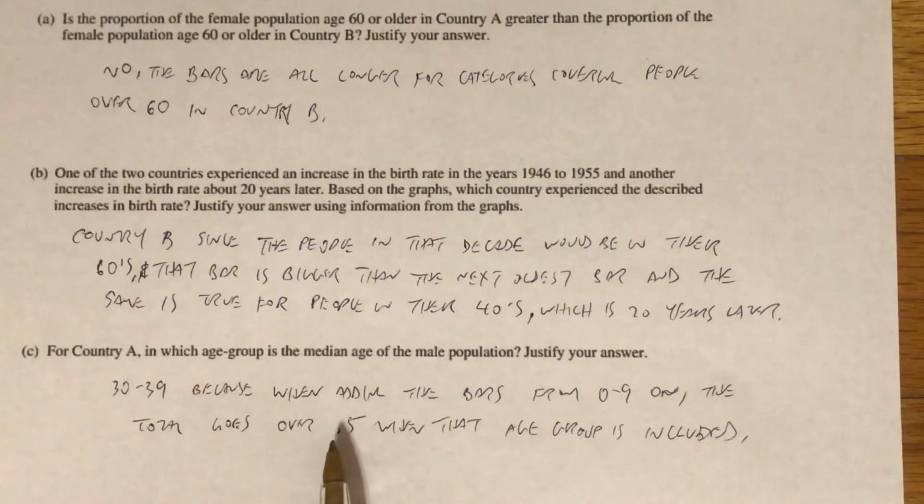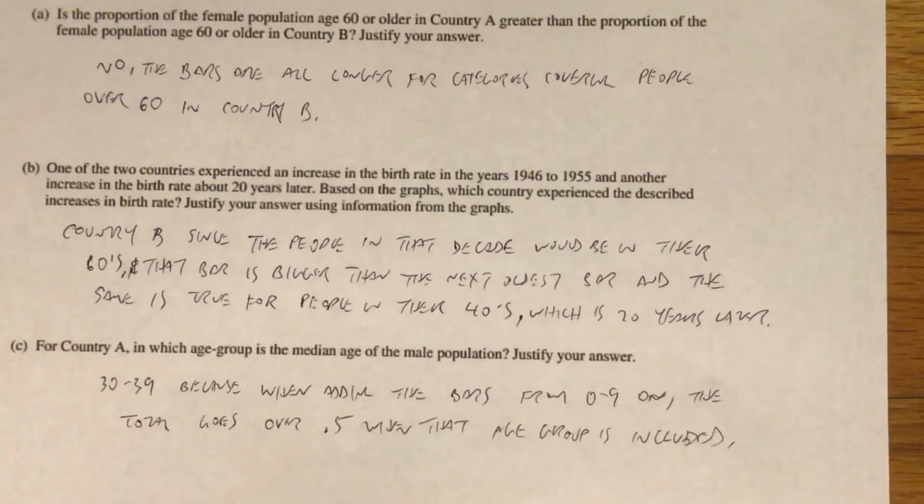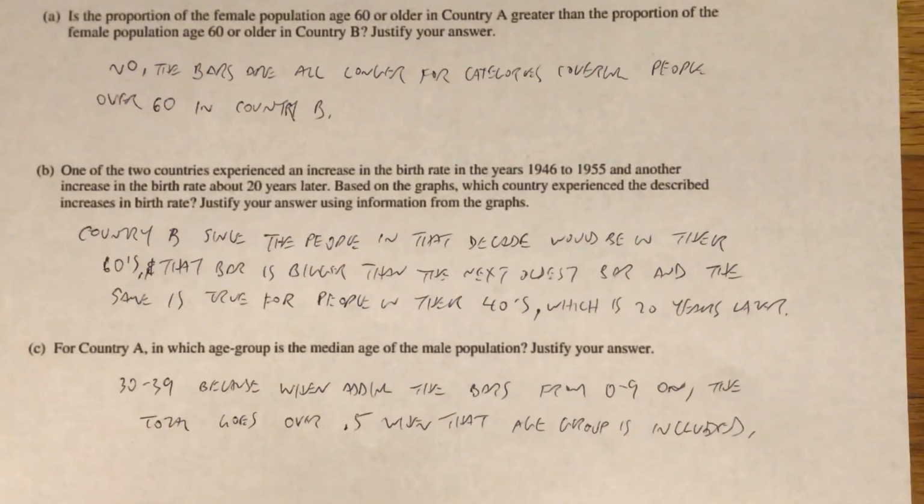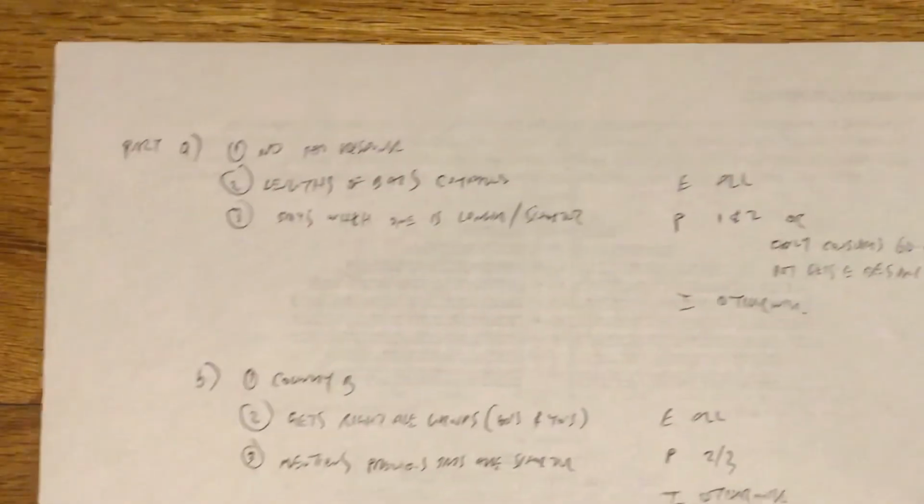When I include people in their 30s, I exceed it. So somebody in there was the 50th percentile. Somebody in there has half of people older than them and half of people younger than them. And that's, by definition, the median. All right, let's look at how it was scored.